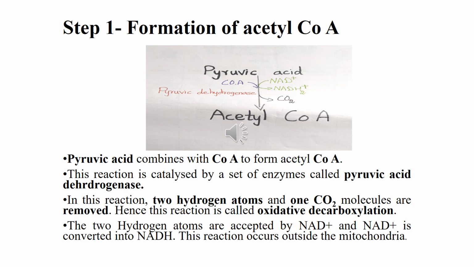Step 1, formation of acetyl-CoA. The raw material for citric acid cycle is acetyl-CoA. It is formed from fatty acid by beta oxidation and from pyruvic acid by oxidative decarboxylation. Pyruvic acid combines with CoA to form acetyl-CoA. This reaction is catalyzed by a set of enzymes called pyruvic acid dehydrogenase.